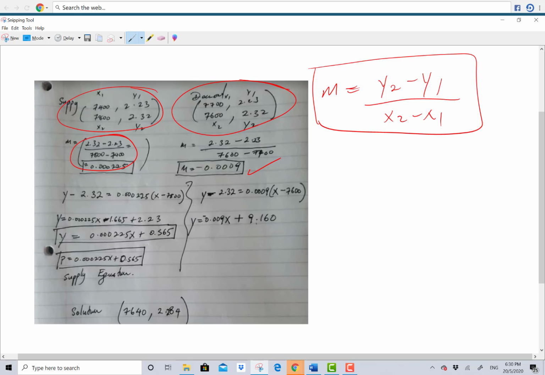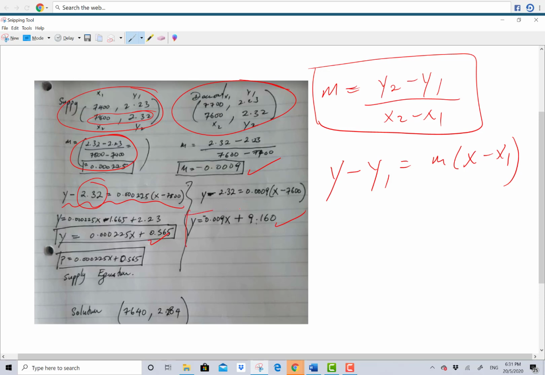Once you have that, we're going to use point-slope form, which is y minus y1 equals m times x minus x1. All I need to do is pick one of the points. In this case, I pick 2.32 and 7,800. That gives me my equation for this line. Then I simply expand, simplify, and bring everything to one side, and I get the equation as follows. Same story for the demand: I select the point 7,600 and 2.32, plug them in, work it out, and I get this as my equation.